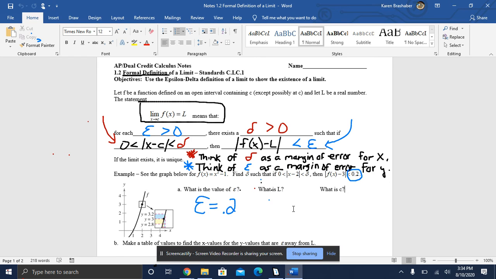How close would we have to get to our limit? Our limit then is 3, and I'm telling you that by this symbol right here. This is your limit. And then your c value, what x value are you interested in? Well, we're interested in 2. So how close to 2 would we have to get in order to guarantee that we would fall 2/10 away from our actual limit, which is 3? I'm going to use another video to continue on with this example.